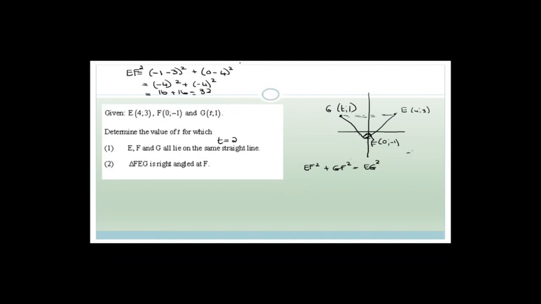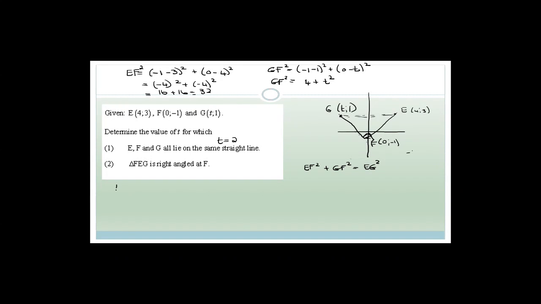Let's do GF squared. Again, it's y2 minus y1, so it's minus 1 minus 1 squared plus 0 minus t all squared. Do you agree that becomes minus 1 minus 1 is minus 2 squared, which is 4, plus t squared? So that's GF squared. Now we need to work out EG.